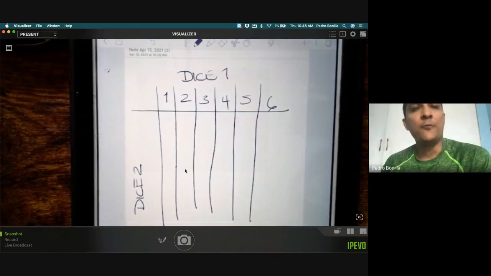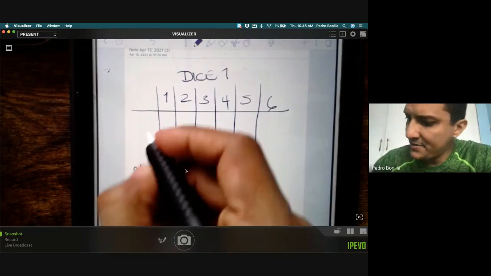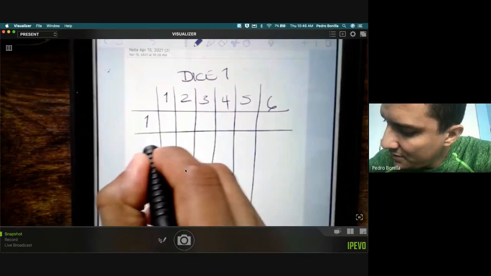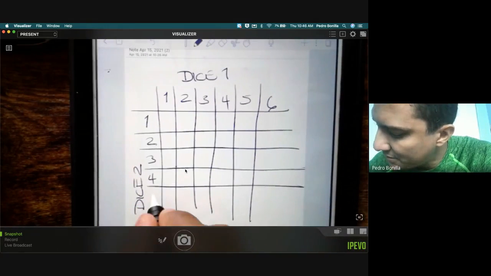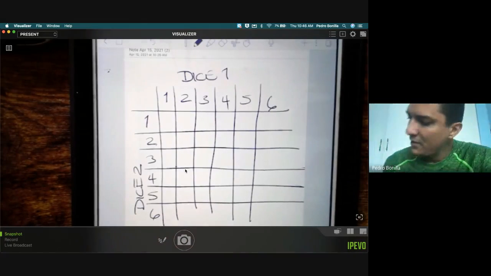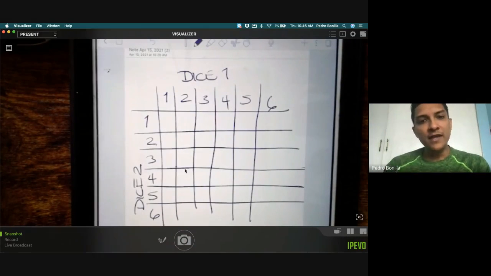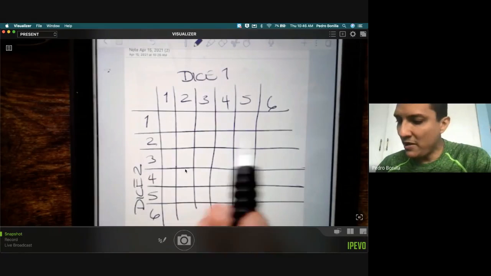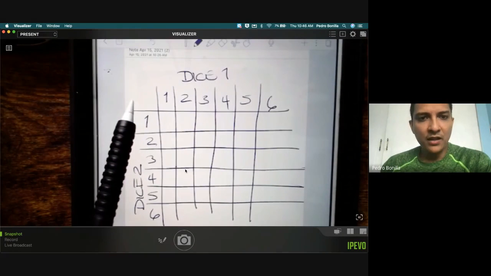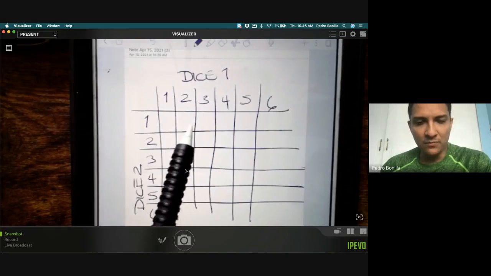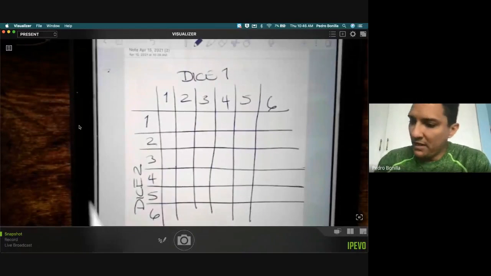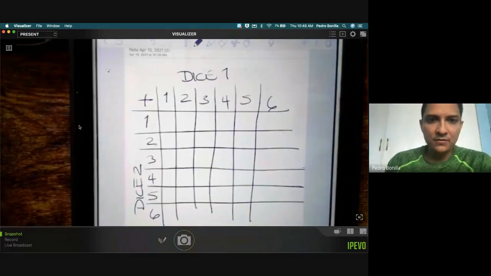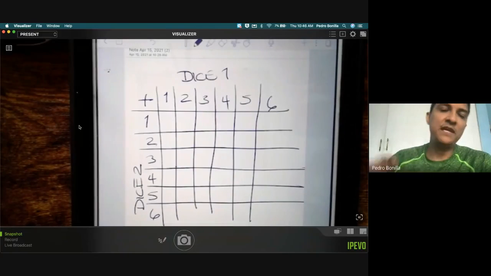Okay, now in the other dice, the same thing. In this case, they have the same possible outcomes. The sample spaces are the same. So notice that I already created my matrix, but now I need to figure out how we're gonna link these numbers or these outcomes. If you notice, it says that when we add the results, that means that the operation that is going to be here is going to be an addition.